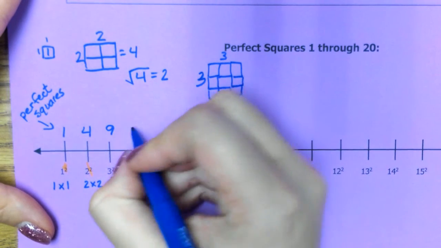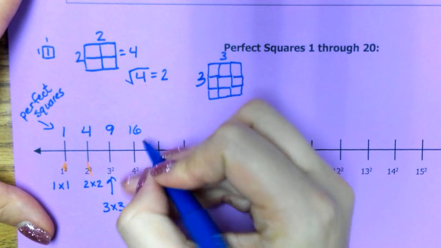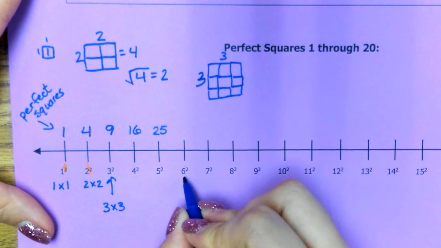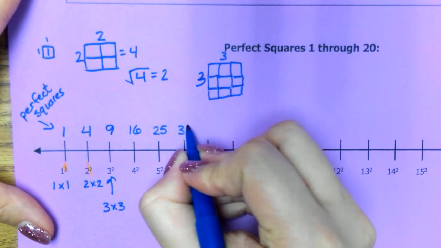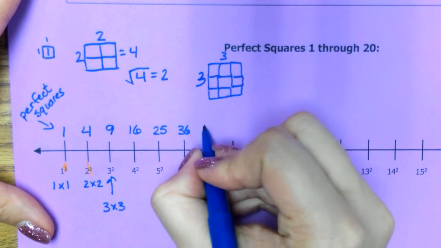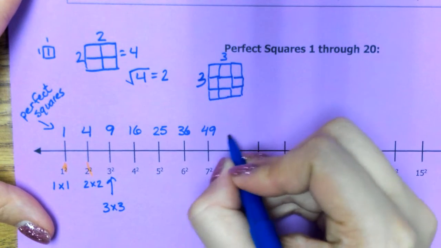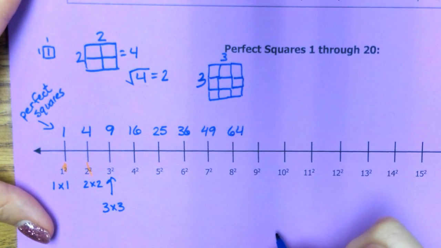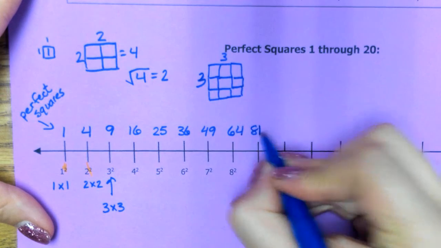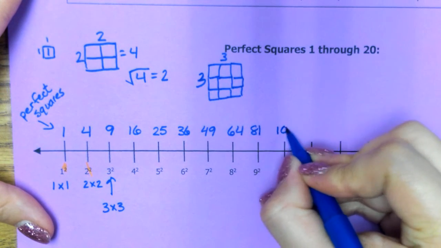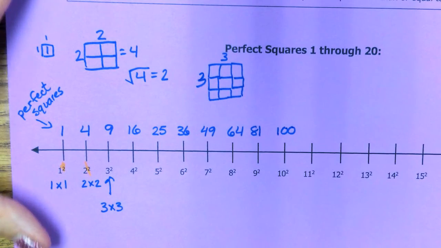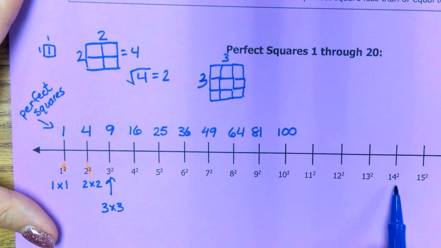4 squared. 4 times 4 is 16. 5 times 5 is 25. 6 squared. 6 times 6 is 36. 7 squared is 49. 8 squared is 64. 9 squared is 81. 10 squared is 100. So those are probably the ones that you know. You might even know up to 14.